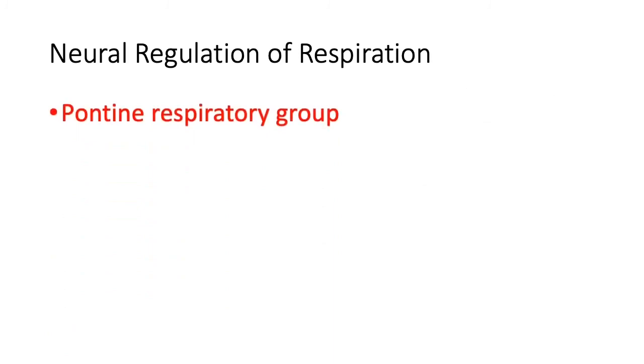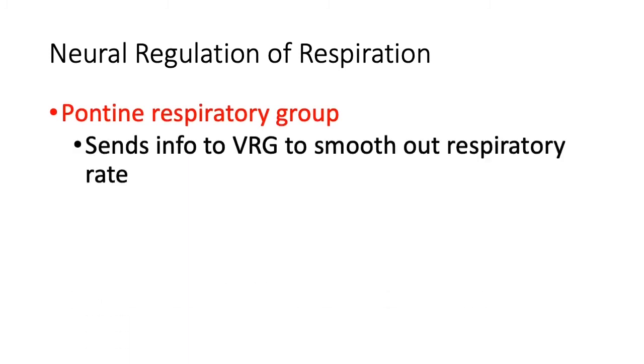In the pons, you have another group called the pontine respiratory group, and this group sends information to the ventral respiratory group to smooth out your respiratory rate. This group modifies your rhythm during certain activities such as vocalization, sleep, and exercise.